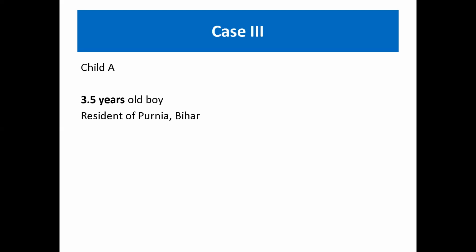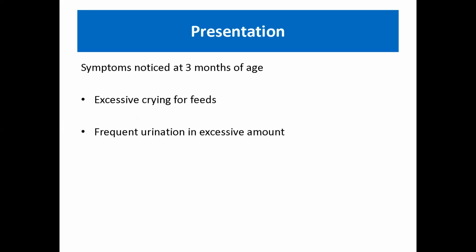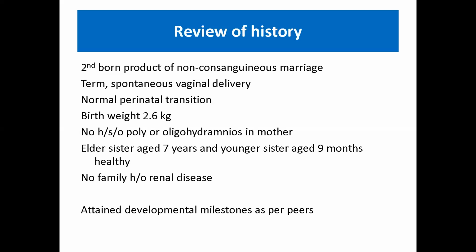The last case is a slightly older child. Now, this child also has excessive crying for feeds and frequent urination. So more or less the complaints of all the 3 cases have started in infancy, and how they've evolved is a bit different. So this child, who is currently 3.5 years old, had excessive crying for feeds and frequent urination noticed since 3 months of age.